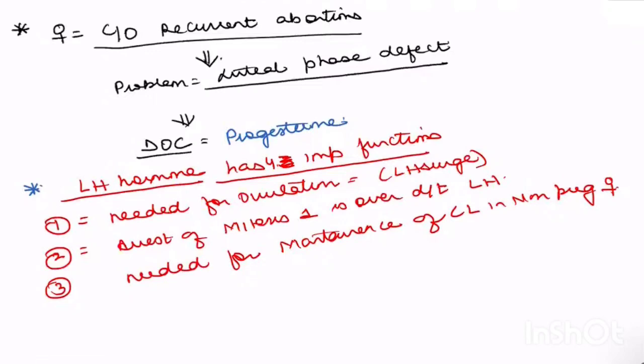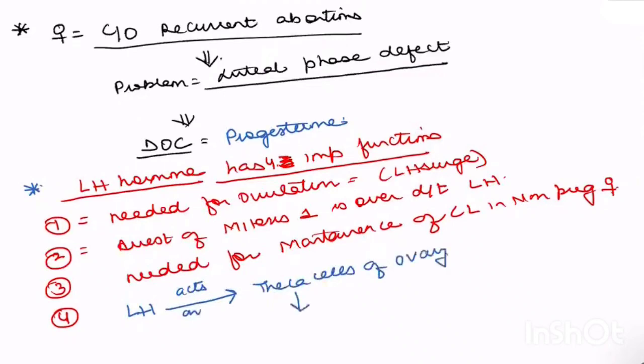Right? Up to here we've done. Now comes the fourth function. The fourth function is: LH acts on theca cells of the ovary, and from theca cells it will release androgens. Androgens are male hormones. So the ovary does not produce only female hormones.